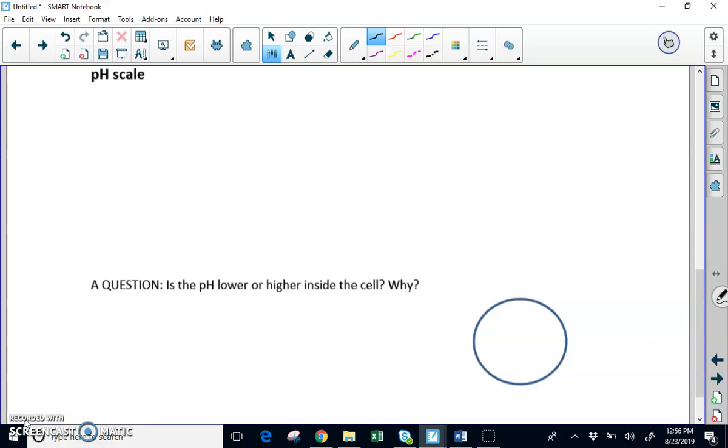So we have something to measure pH or acidity, and it's called the pH scale. The equation, which you don't need to do, is pH is equal to the negative log of the hydrogen ion concentration. But you don't need to use that equation at all in biology. What you do need to know though is the pH ranges on a scale from 1 to 14 for our purposes. You can actually have negative pHs. We won't get into that. I'll put 7 in the middle.